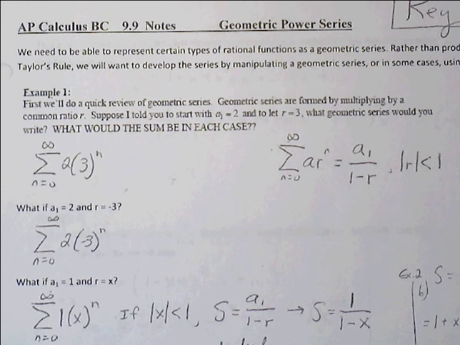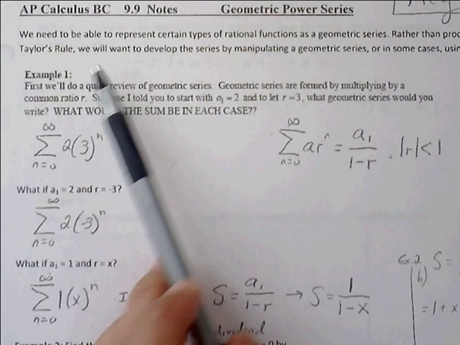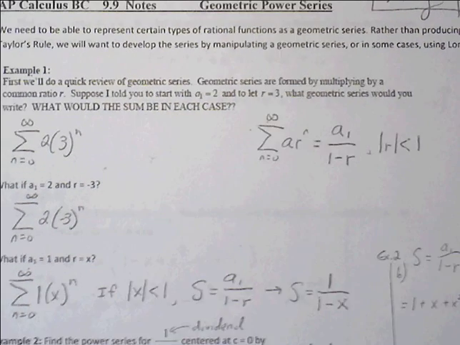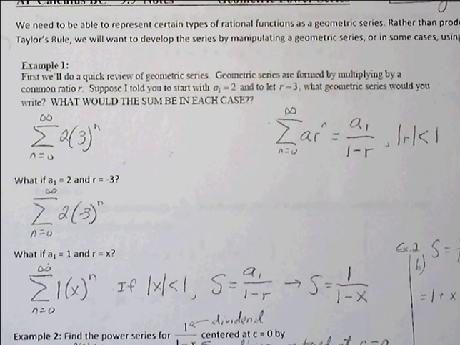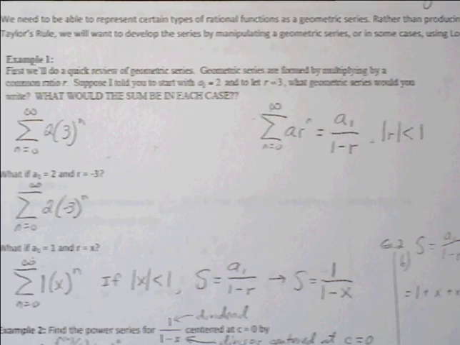We're looking at notes for 9.9, geometric power series. We need to be able to represent certain types of rational functions as geometric series. Rather than producing the Taylor's rule, we will want to develop the series by manipulating a geometric series, or in some cases using long division.